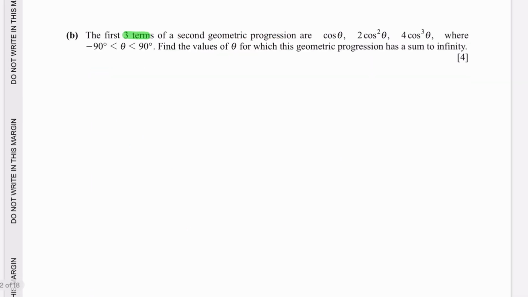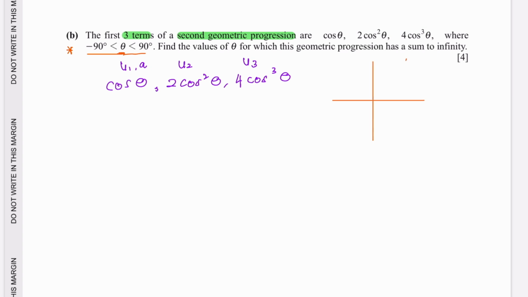Question B. The first 3 terms of a second geometric progression are given. This is our U1 or A, this is our U2, and this is our U3, where theta is not less than negative 90 degrees and cannot be more than 90 degrees. Since they specifically give us this, if I draw my quadrants number 1, 2, 3, and 4, and this is 0, and this will be 90 degrees, and this is negative 90 degrees. The condition that they put is that theta must only be in quadrant number 1 and in quadrant 4. This is not allowed. Our answer must be only in this region.